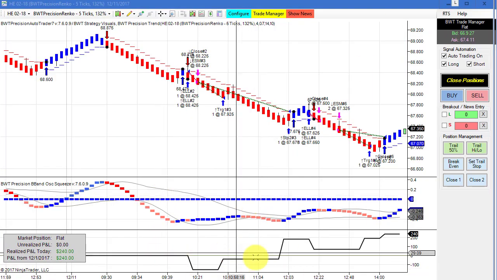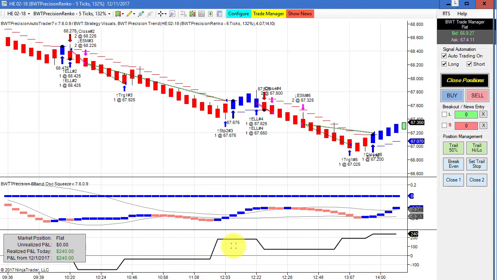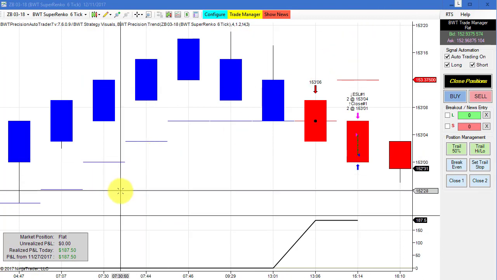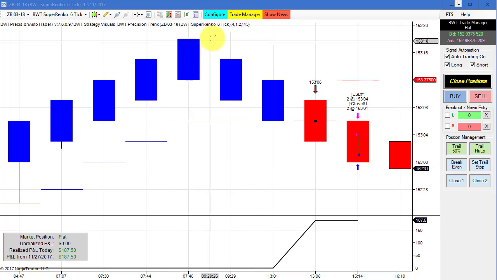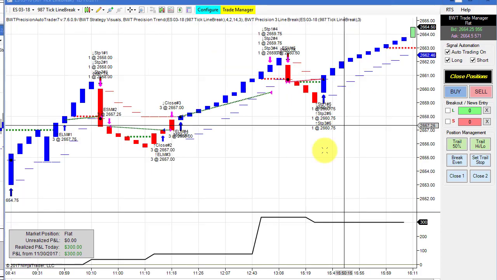The lean hogs did 240 on a couple of trades on our precision Renko chart. Just a couple of ticks in the bonds on the Super Renko 6 tick. Most of the other gains were minor. This has been a pretty consistent chart.